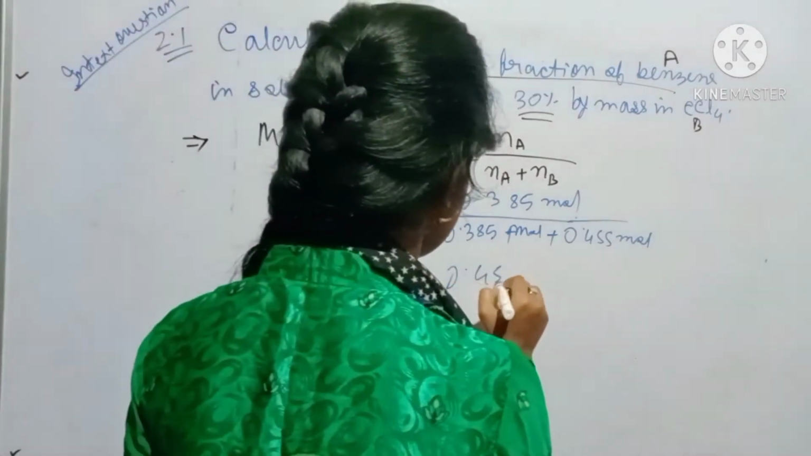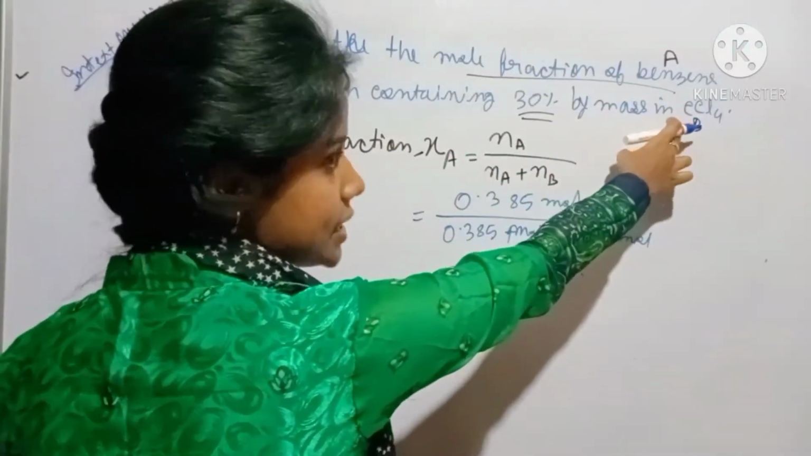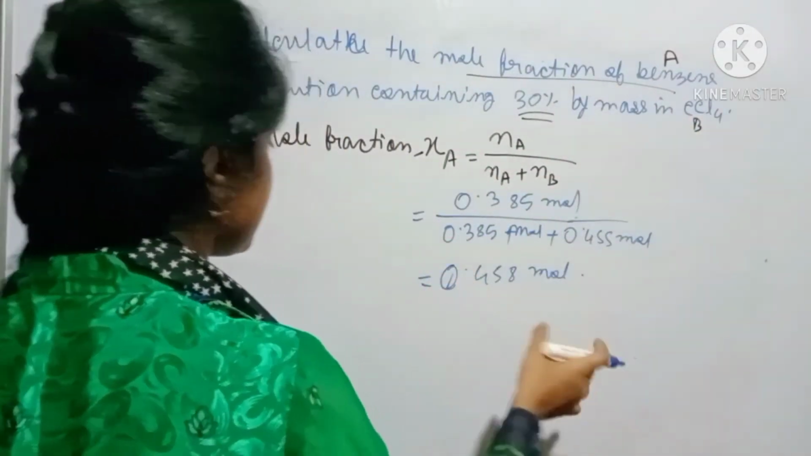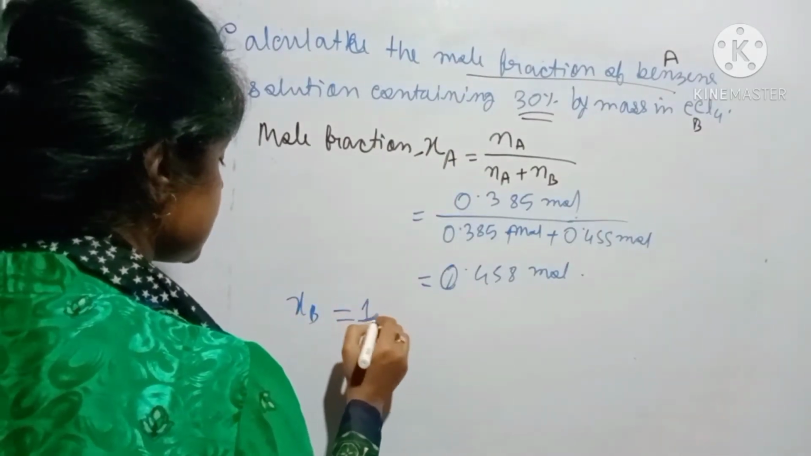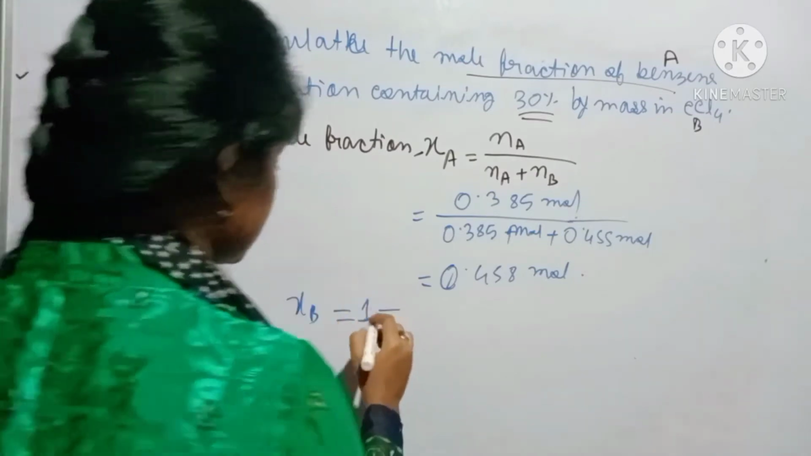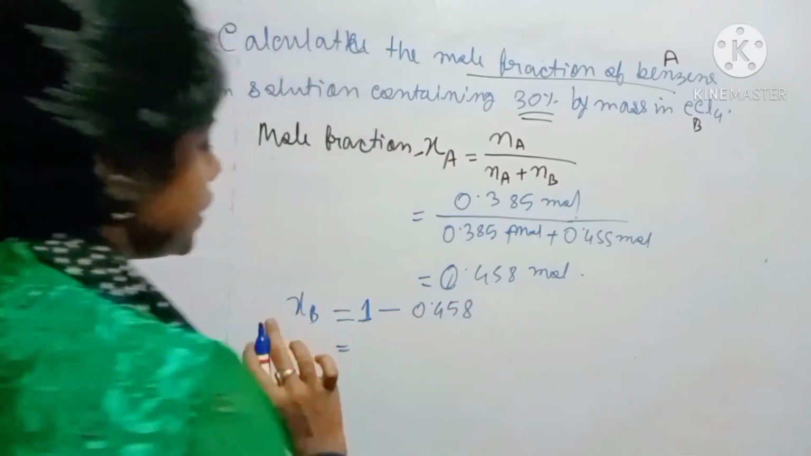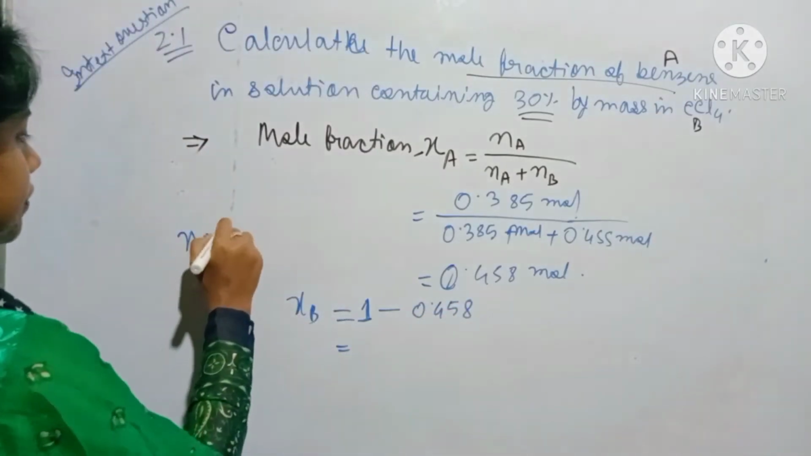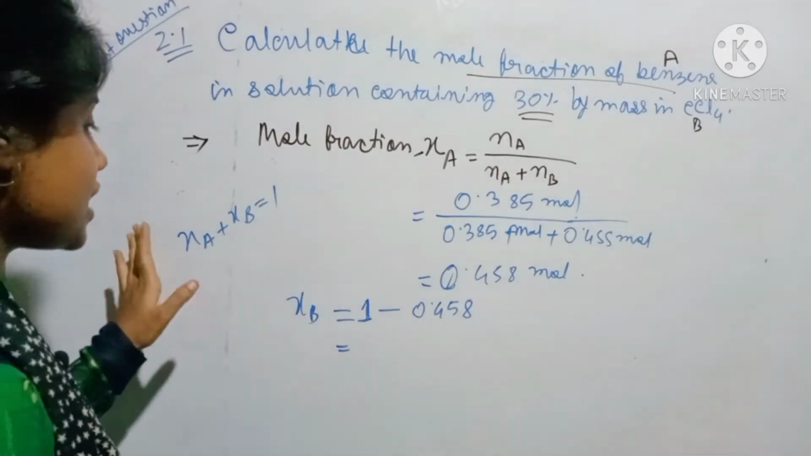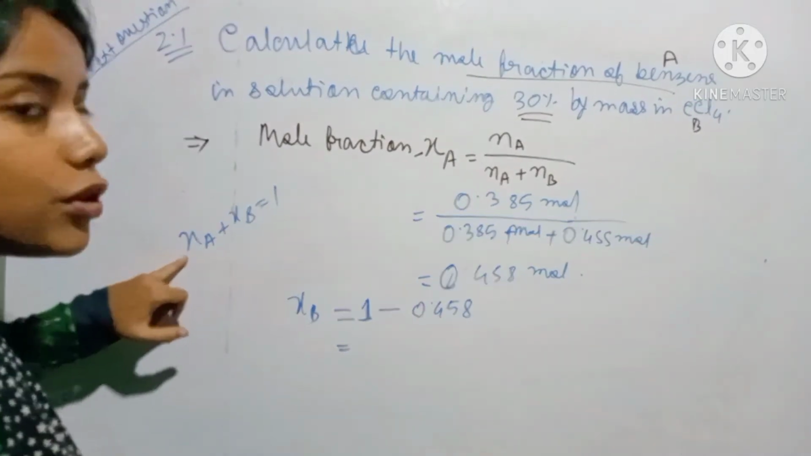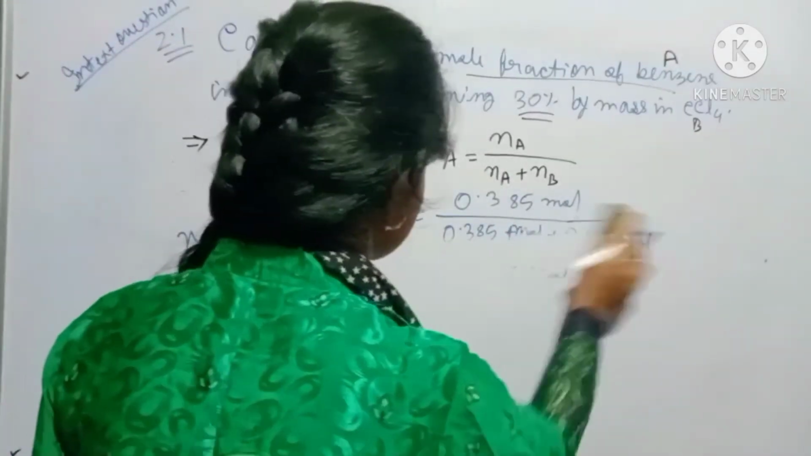After this calculation we get a value of around 0.458. You don't need to calculate the mole fraction of CCl4, but if the examiner wants you to calculate the mole fraction of CCl4, which is XB, you just subtract this value from 1 and you get XB, because we know that XA plus XB equals 1. It's not actually X. I usually say X, but it's the symbol for mole fraction, which looks like X.